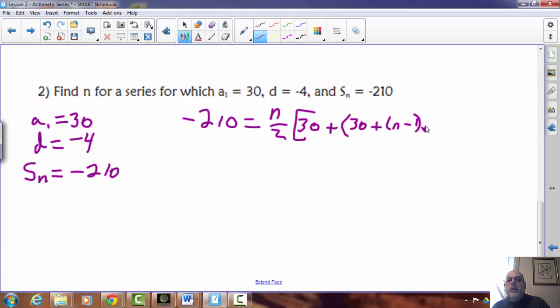That's times -4. It just becomes a messy algebra problem at this point, so you have n over 2. So just follow along, just write it down as we go. I'm going to distribute this -4.